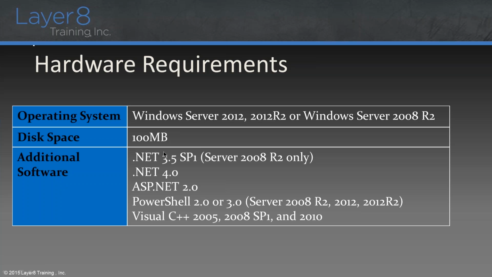All right, hardware requirements, going to go through this very quickly. Basically, you're looking at Windows Server 2012 or 2012 R2 or Server 2008 R2. Basic, what most people who are running 6.5 are running in any case. Disk space, 100 megs. That's all you need, as well as some additional software, .NET 3.5 if you're using Server 2008 R2 for your hosting application servers, .NET, ASP.NET, PowerShell is good, or Visual C.